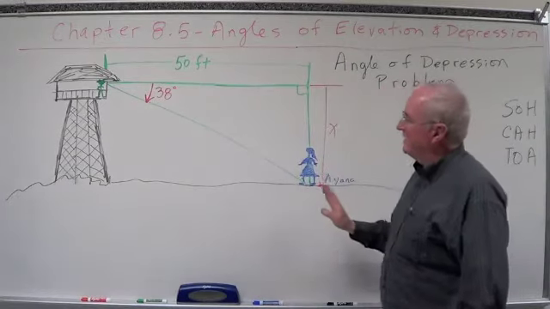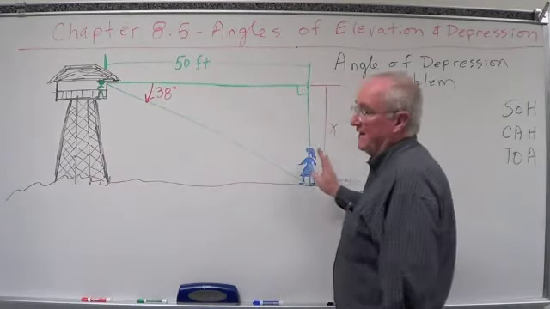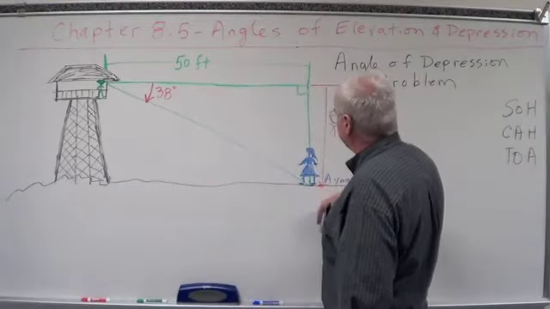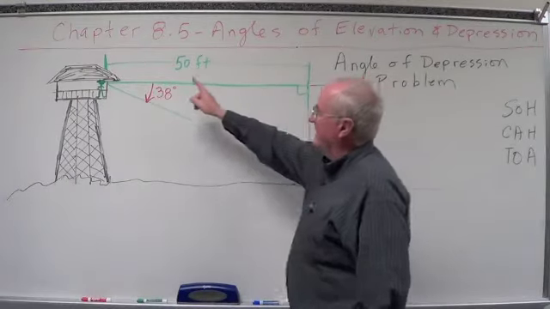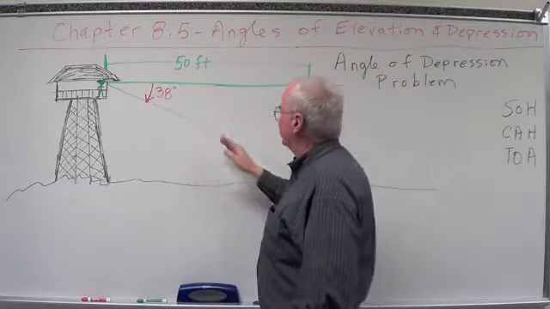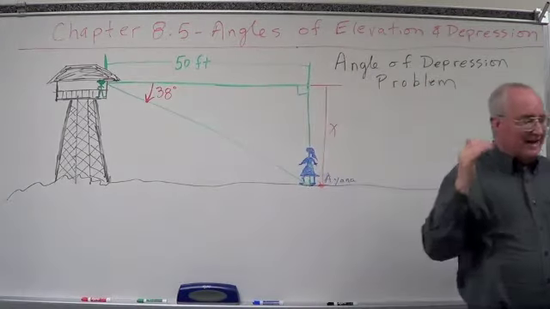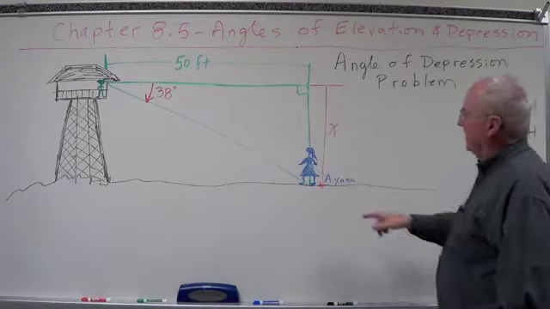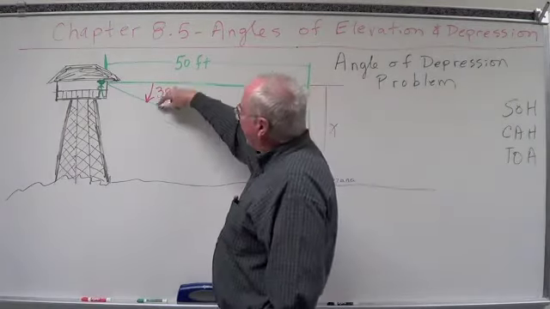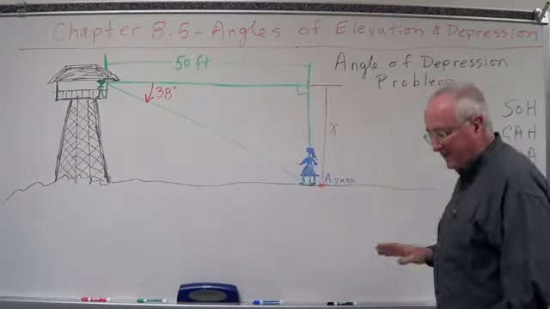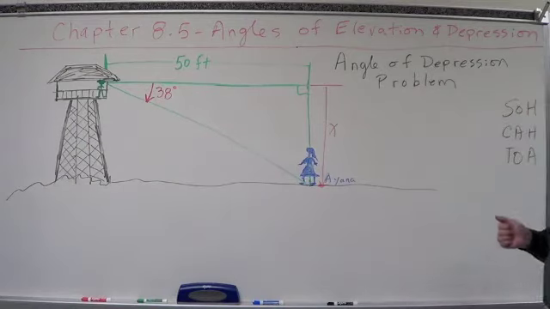That forest ranger looks out and sees Ayana, and he notices that where she is, there's a landmark, and he knows that that is 50 feet from the watchtower. He also is looking down, and he has a little way of measuring that he is looking down at where she is standing, and that angle is 38 degrees. So he's looking down, so it is an angle of depression.